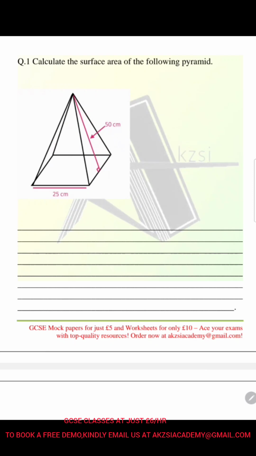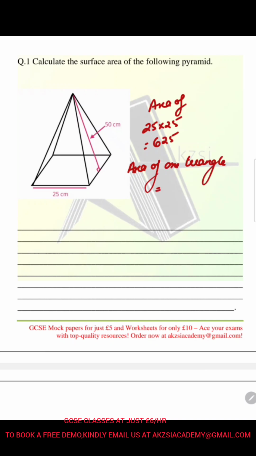So, area of base, since it's a square, so 25 times 25 will give you 625. This is the area of the square. Now, the area of each triangle is, this base is 25 and height is 50. So, half times base times height, so area of one triangle is half times base, which is 25, times height, which is 50. That will give you 625 again, centimeter squared.